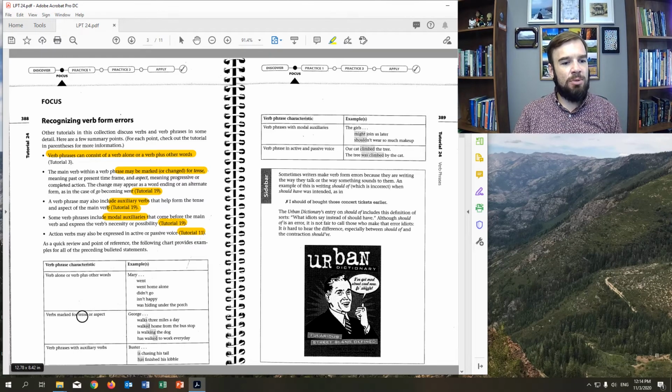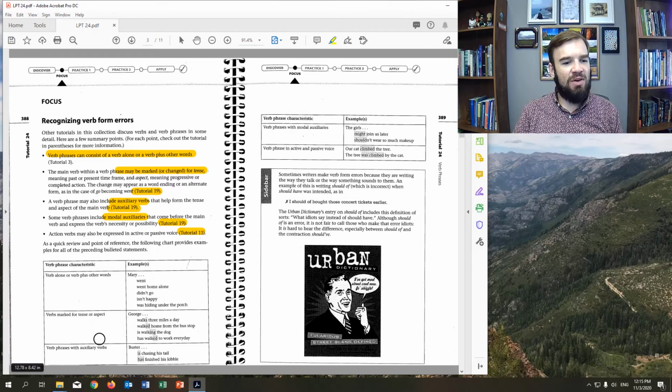Next, examples of verbs marked for tense or aspect. So George walks 3 miles a day, marked with the third person singular S. Walked home from the bus stop, marked with ed for the simple past tense. Is walking the dog. The main verb is marked with ing to show that it's continuous. In this case, the be auxiliary helping verb is in the present tense, so this is present continuous. And George has walked to work every day. Here we get our auxiliary have in the present tense as has for third person singular. Walked, so this verb is marked with an ed for the past participle. Has walked is the present perfect tense.